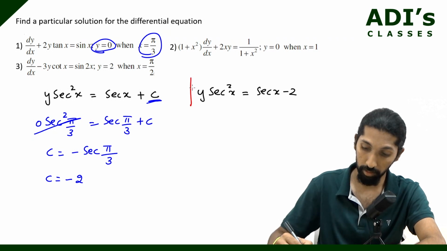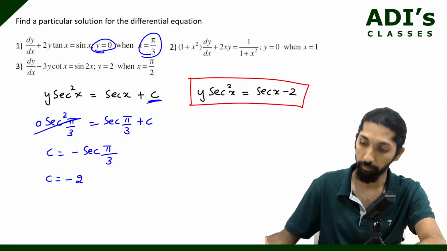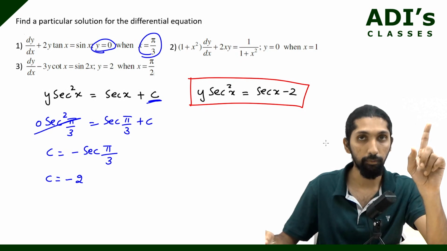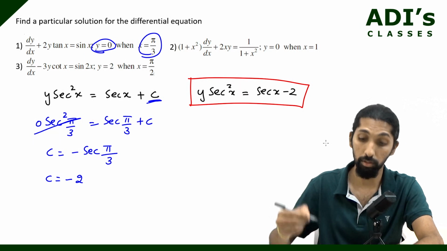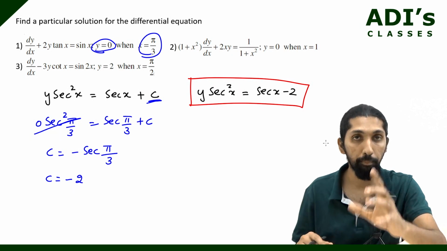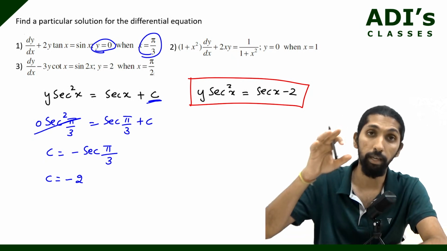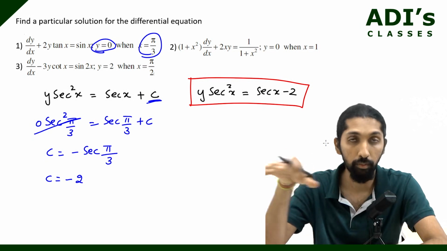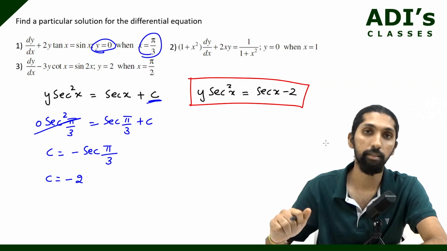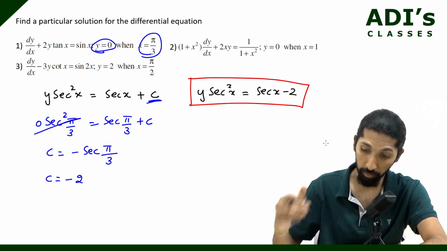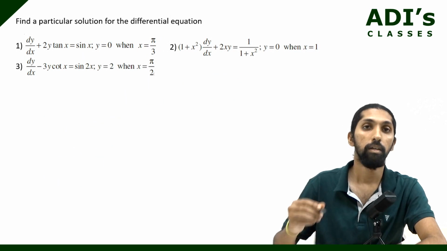Fine. So this is going to be the final answer for the first question. So this is what we call as particular solution. When x is given, when y is given, you can get the answer. Fine. Let's do the second one now. See the second one.